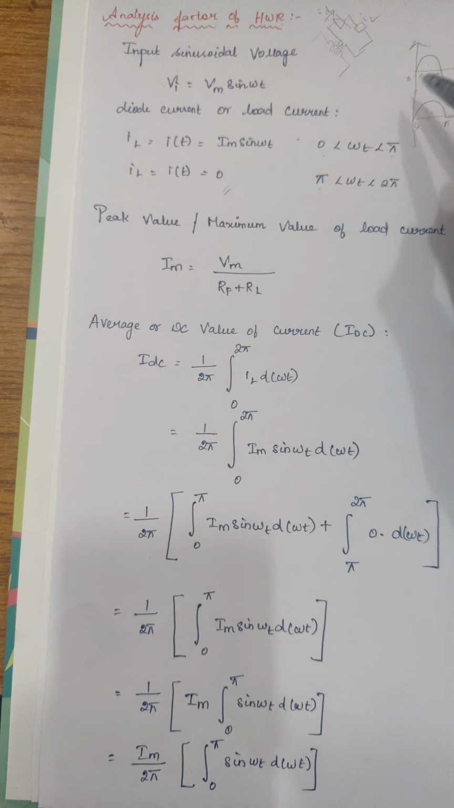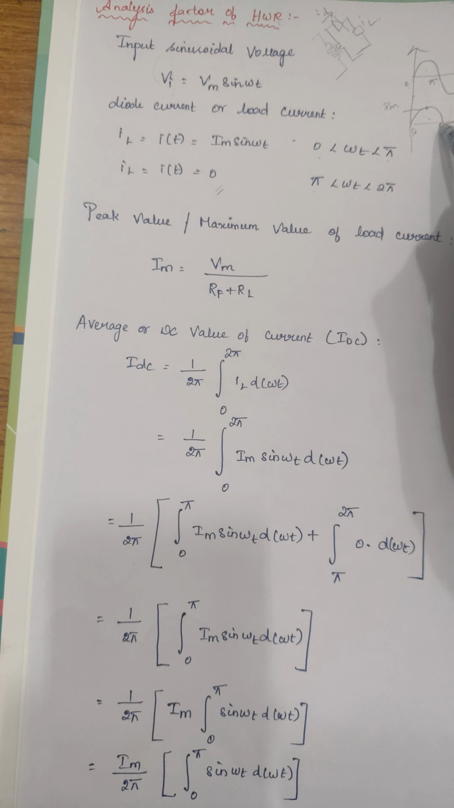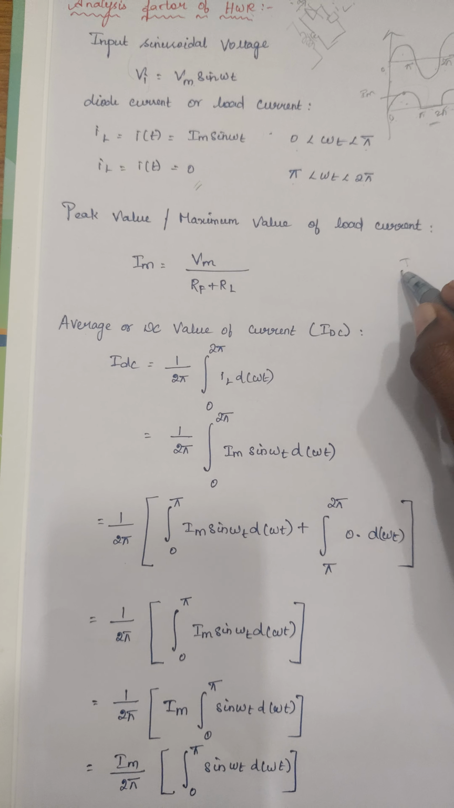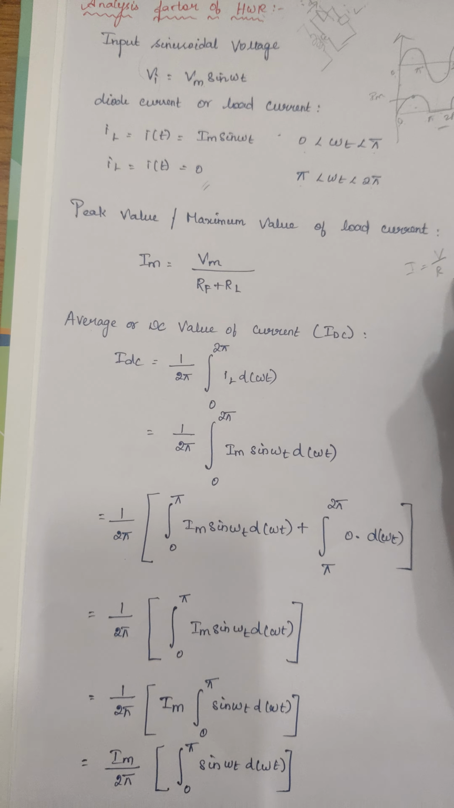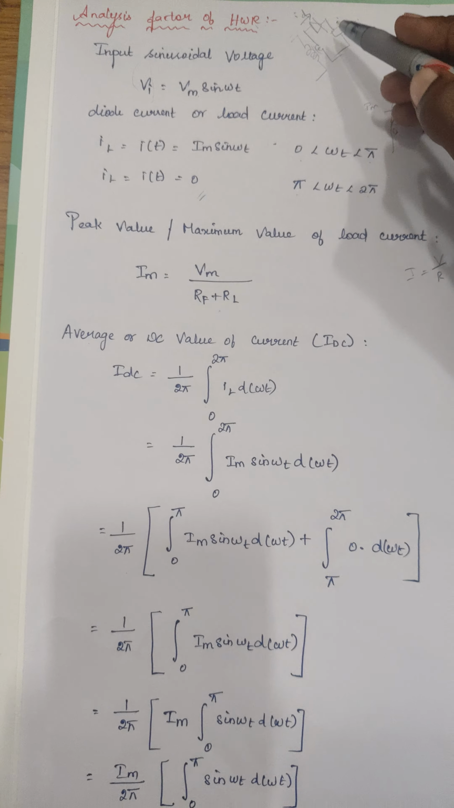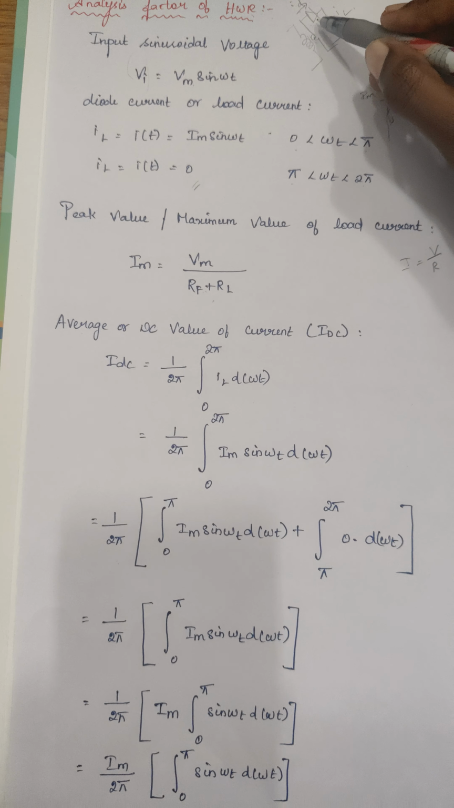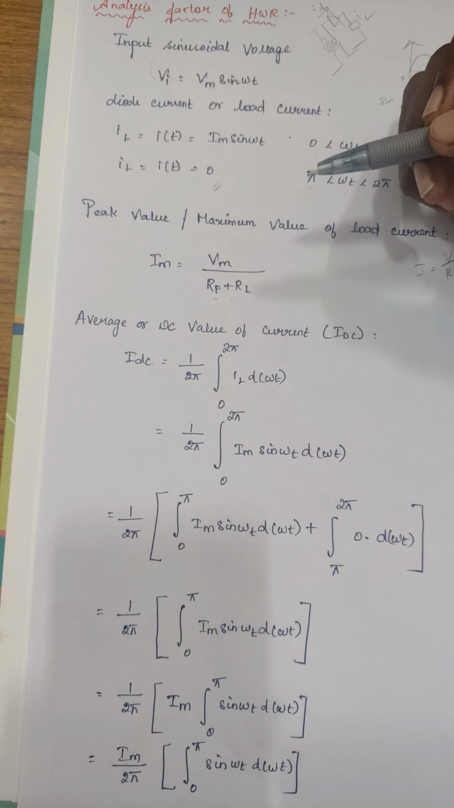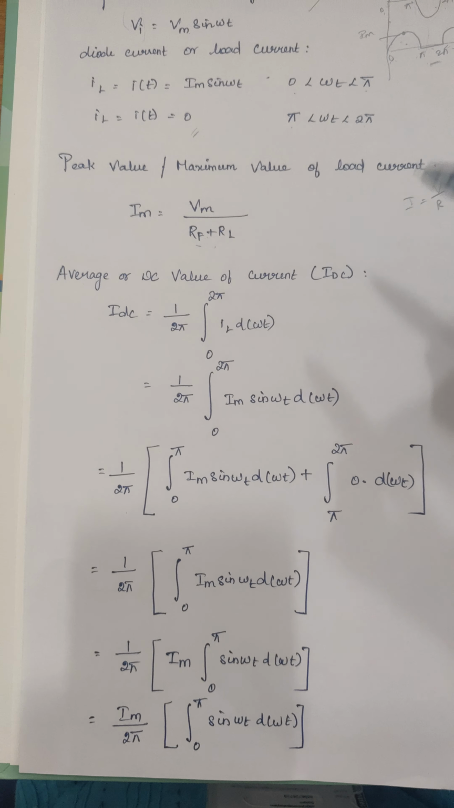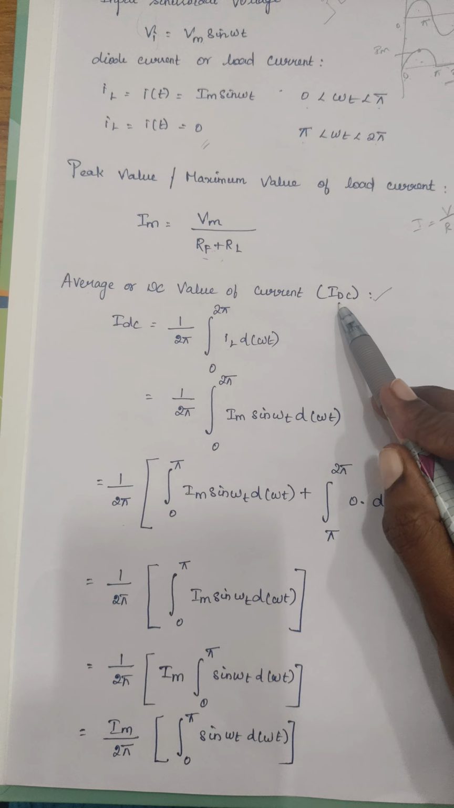Now let us see the peak or maximum value of the load current, that is Im. Im means the maximum value of this particular wave. Already you know that I is equal to V by R, the Ohm's law. So Im is Vm divided by Rf plus RL, where Rf is the resistance of the diode during forward bias, and RL is the load resistance. Now this is the first analysis factor, also called IDC, that means the average or DC value of the current.